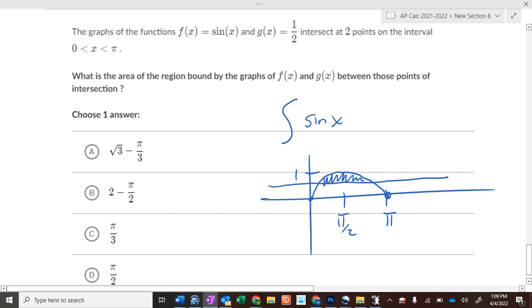Okay? So we're finding this area in between the sine of x and 1/2. If we're going to do that, we're going to integrate sine of x minus 1/2 because the sine is above the other one. Where do they intersect? Where is the sine equal to 1/2? Pi over 6, and 5 pi over 6, if you know your unit circle. If you look at your unit circle and look at the sine, it's 1/2 at pi over 6 and 5 pi over 6.